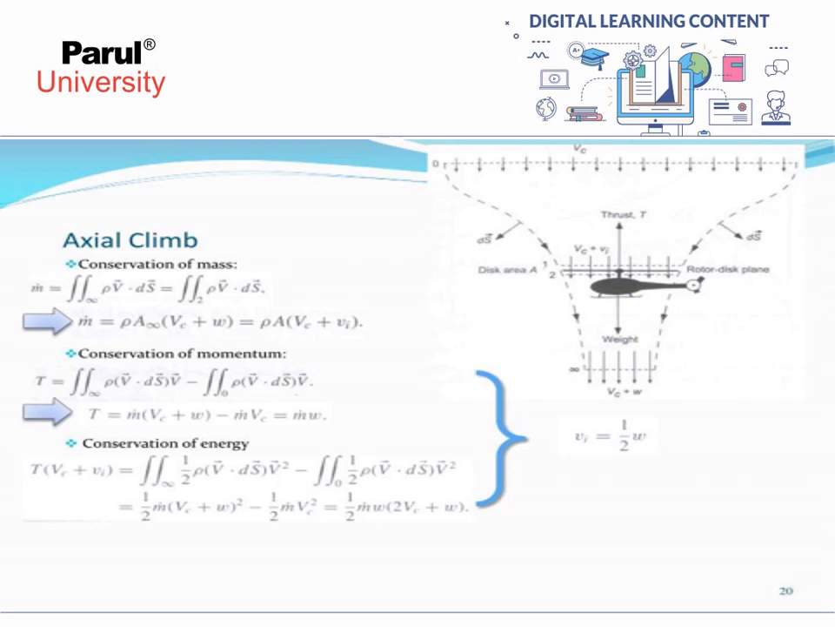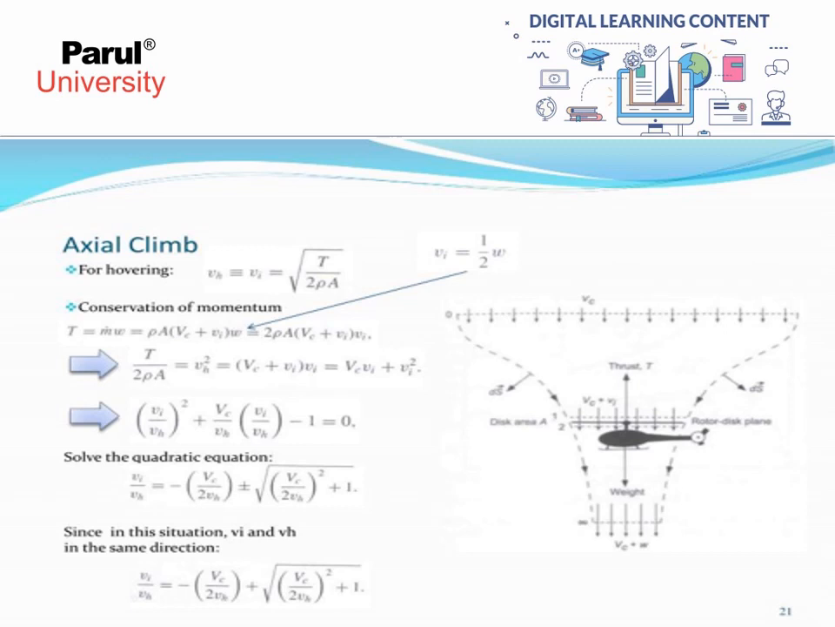Now the conservation of energy: T (Vc plus Vi) is equal to the double integration at the infinity line of 1 upon 2 rho v dS into v square minus the double integration of 1 upon 2 rho v dS into v square. That is 1 upon 2 m dot (Vc plus omega) whole square minus 1 upon 2 m dot Vc square. And finally we can say 1 upon 2 m dot omega into (2 Vc plus omega), where Vi is equal to 1 upon 2 omega, right? This is the feature of the axial climb.